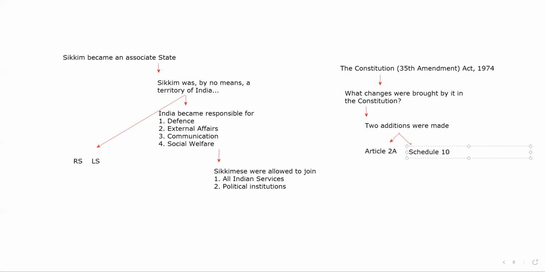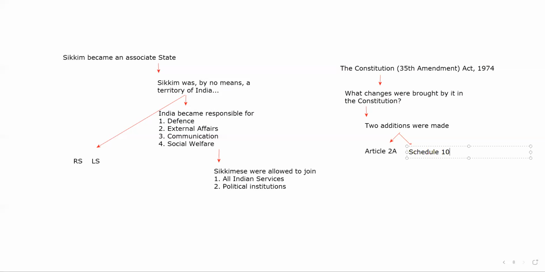Though both these things remained only for a short while. By the 36th Amendment in 1975, both Article 2A and Schedule 10 were omitted, taken away, deleted from the Constitution. So this is the point here: two additions were made, Article 2A and Schedule 10 of the Constitution.